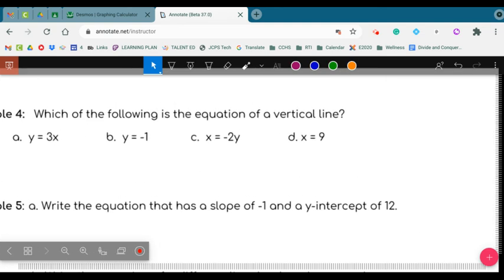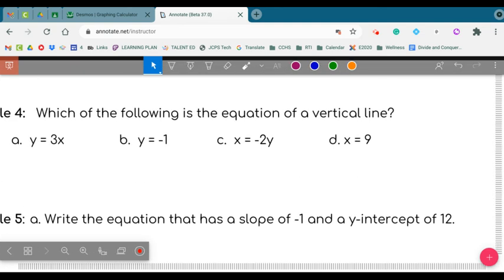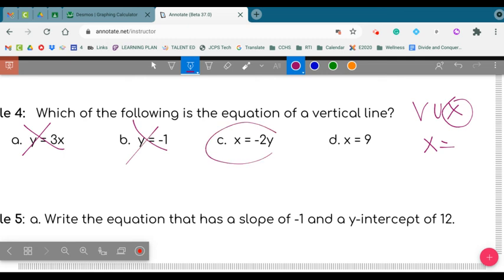It says, which of the following is an equation of a vertical line? If you guys remember your acronym for vertical line, it's VUX. So that means it's just going to be an x equals a number. So you can eliminate our y's. This one is not possible, so it'd have to be D. It's just x equals a number.